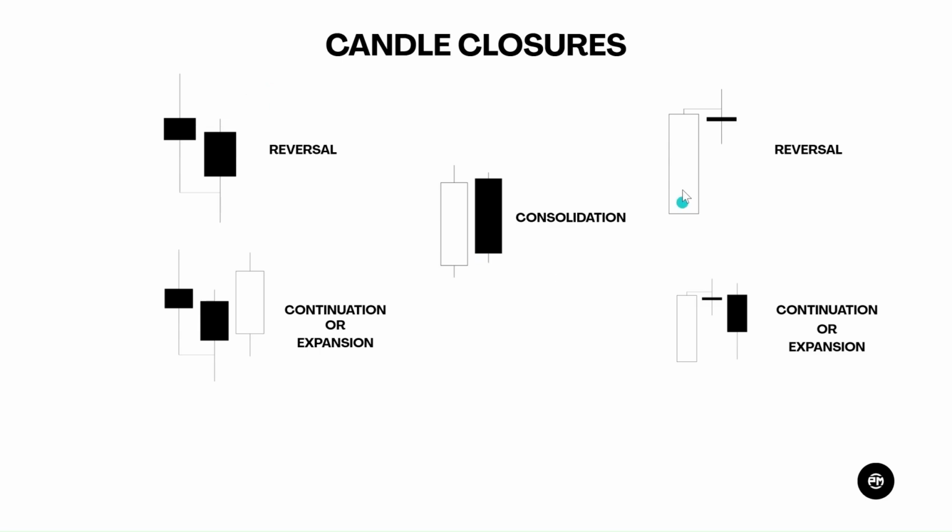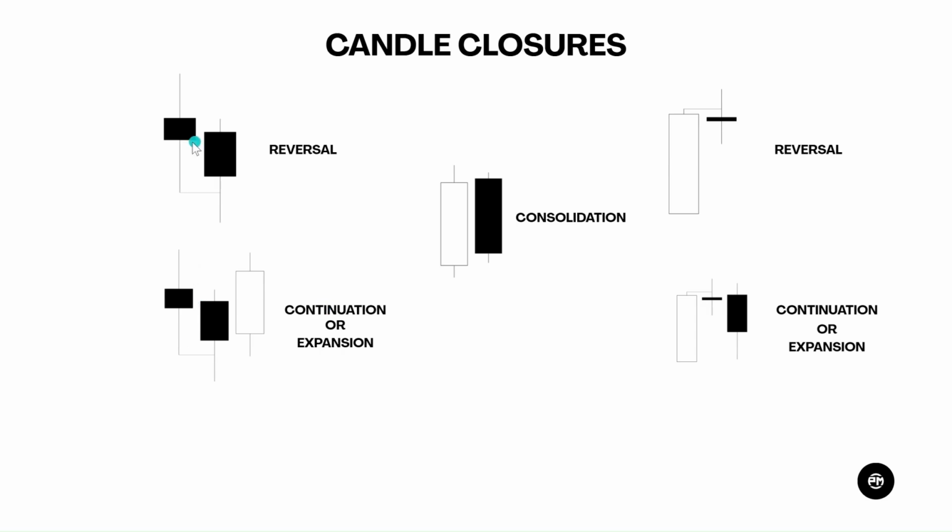We have this scenario here where we've identified the range low and the range high. Price sweeps the high of the range and closes below, which automatically means price is closing inside the range of the previous candle. And what we want to see is price keep on trading below, and we have the continuation or expansion candle.